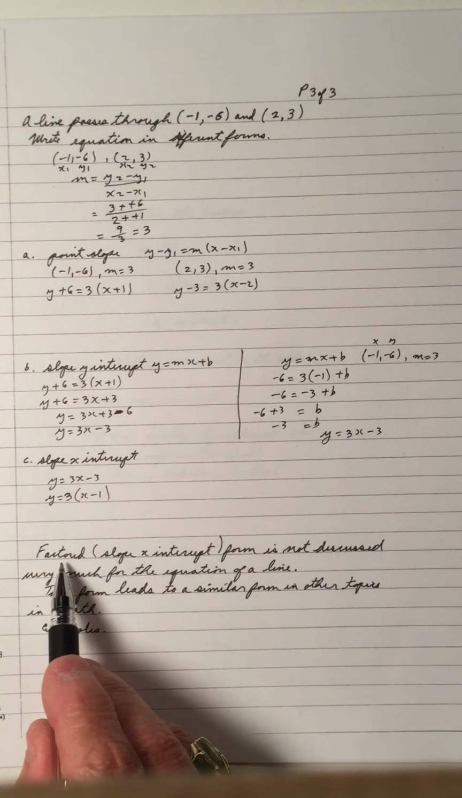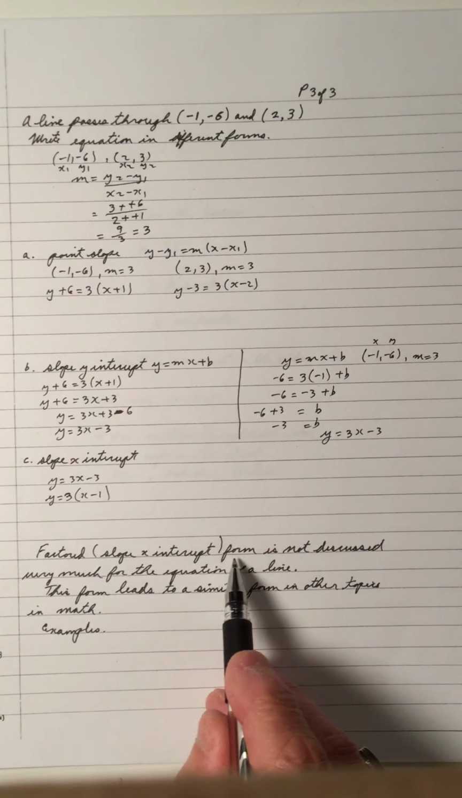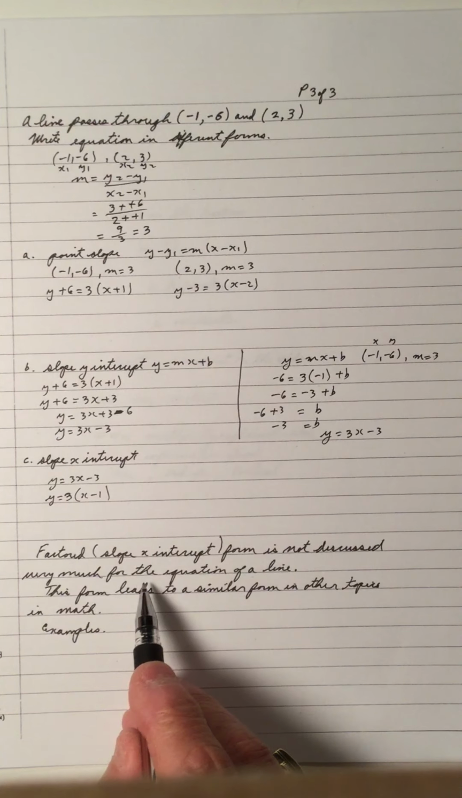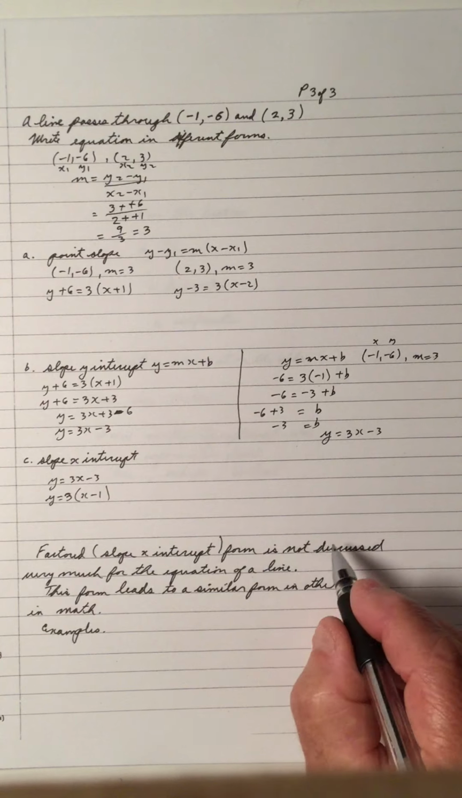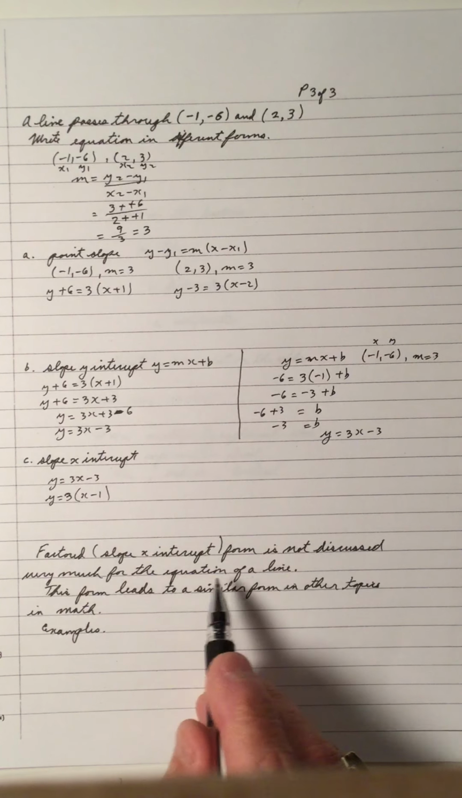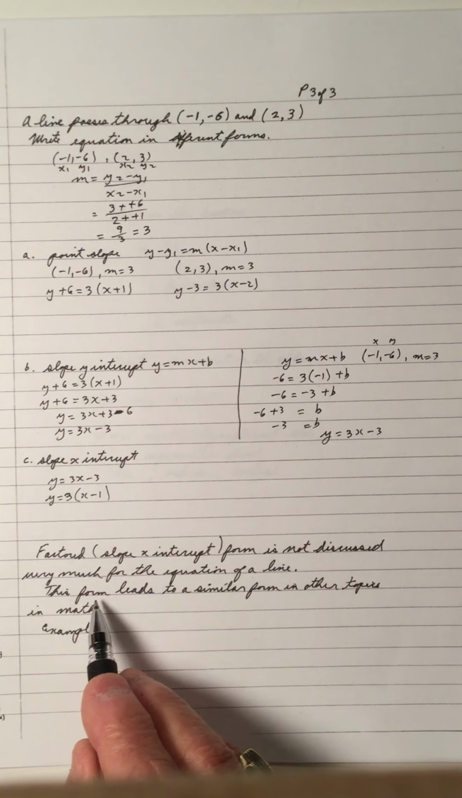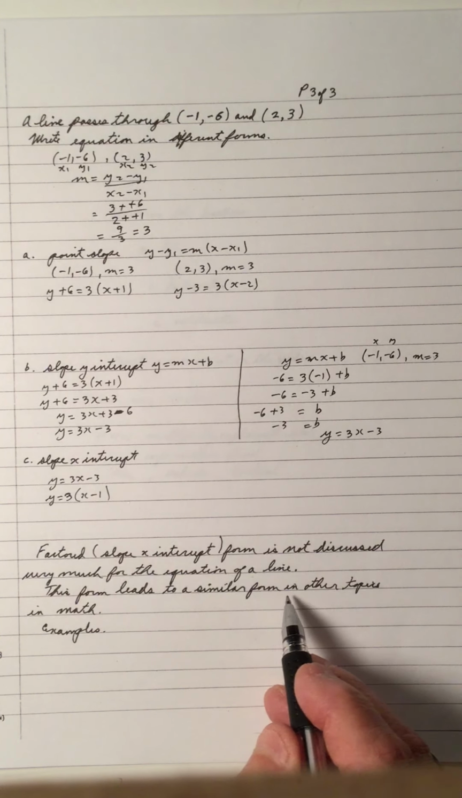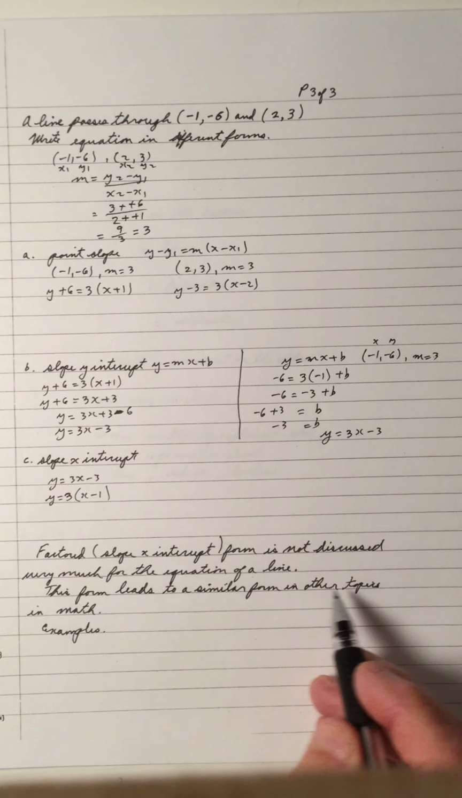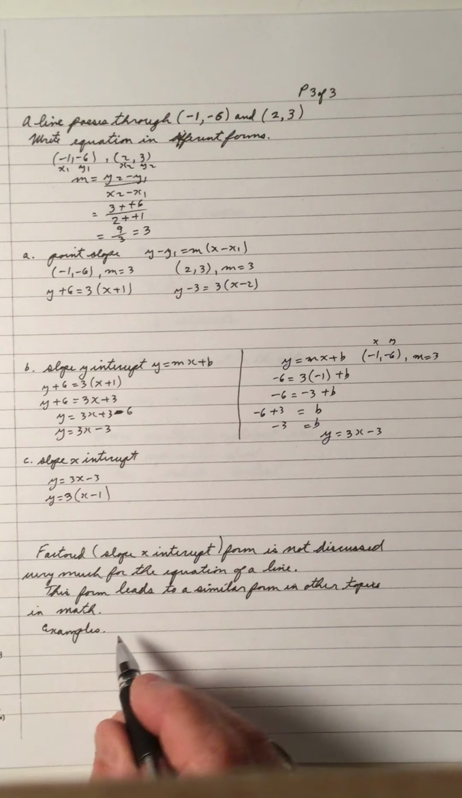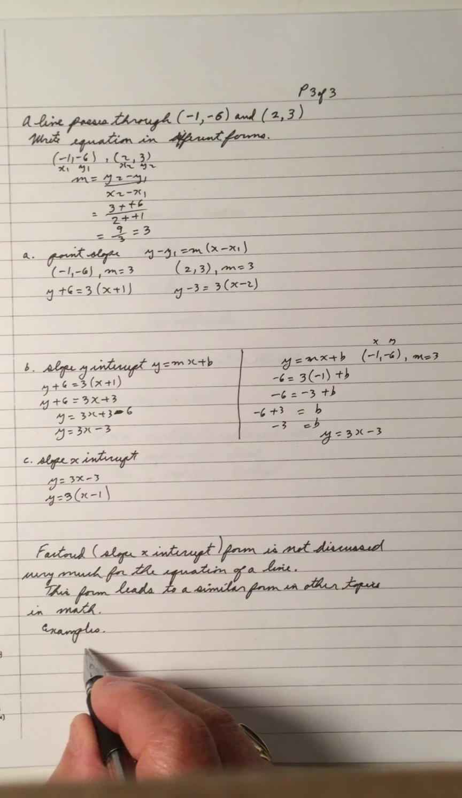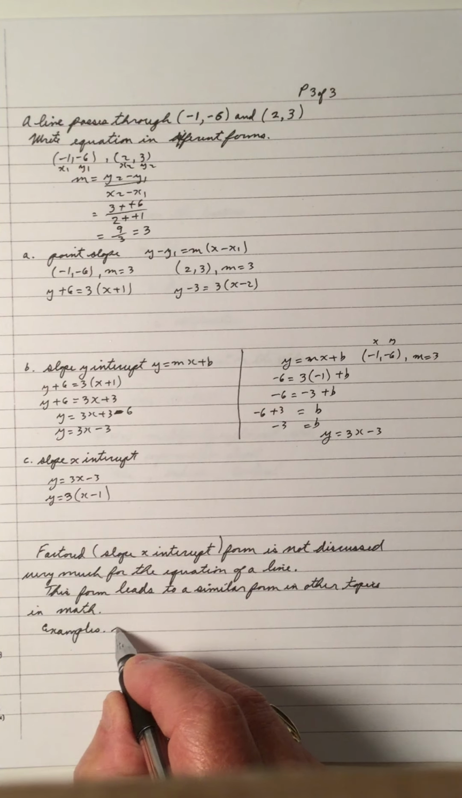And the factored or slope x-intercept form is not discussed very much for the equation of a line. You won't see it around. You won't see it discussed that much. This form leads to similar forms in other topics in math. Examples: let's talk about the quadratic.